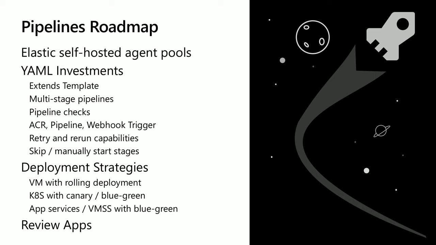Another one we see quite often is people doing pipeline chaining. They want to have one pipeline trigger another. So what we're doing is having a trigger that says, do this when this pipeline has been completed. So that allows you to do pipeline chaining.